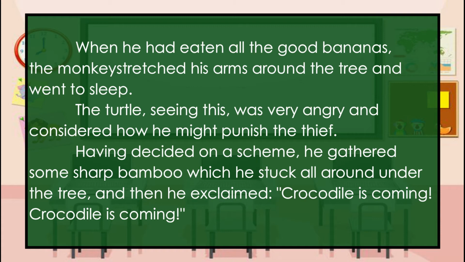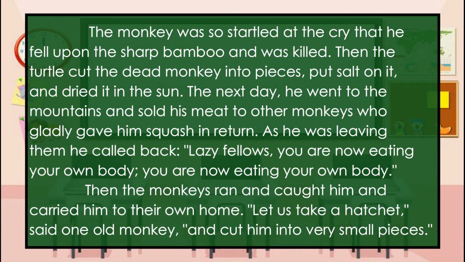The turtle, seeing this, was very angry and considered how he might punish the thief. Having decided on a scheme, he gathered some sharp bamboo which stuck all around under the tree, and then he exclaimed, "Crocodile is coming! Crocodile is coming!" The monkey was so startled at the cry that he fell upon the sharp bamboo and was killed. Then the turtle cut the dead monkey into pieces, put salt on it, and dried it in the sun.